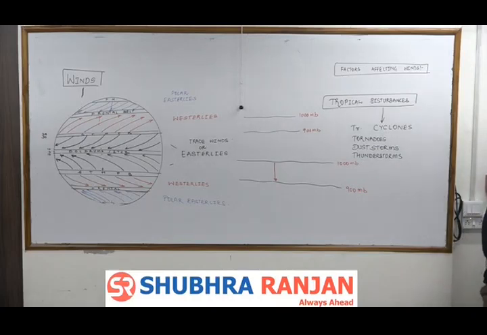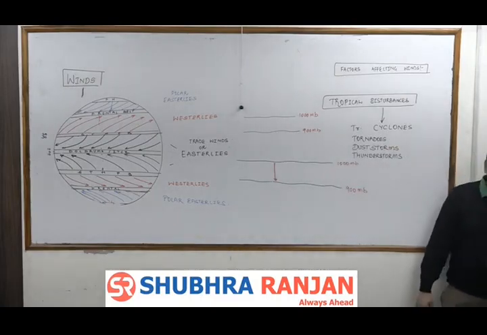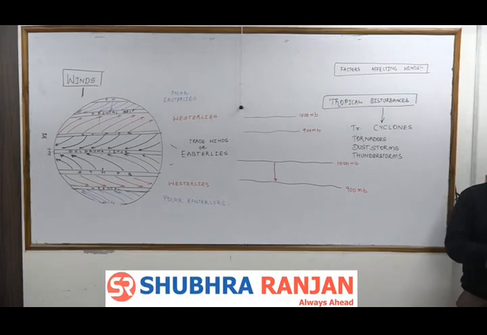Due to Coriolis force, winds, ocean currents, remember rockets too, planes too, but we will not do all this. We are only writing geography here. Winds and ocean currents are deflected to the right in the northern hemisphere and to the left in the southern hemisphere.